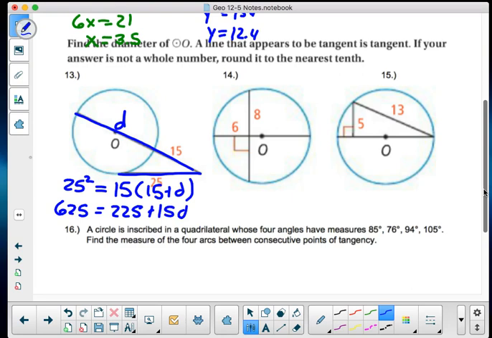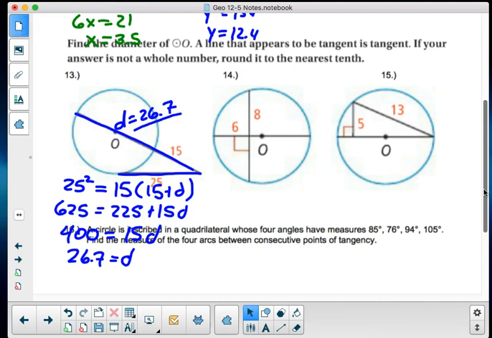And I got 625 minus 225, which is 400. And I'm going to divide 400 by 15. And I'll get 26.7. So my diameter is equal to 26.7.